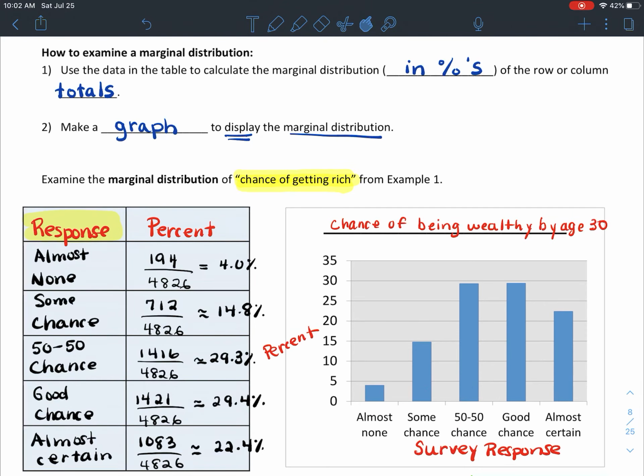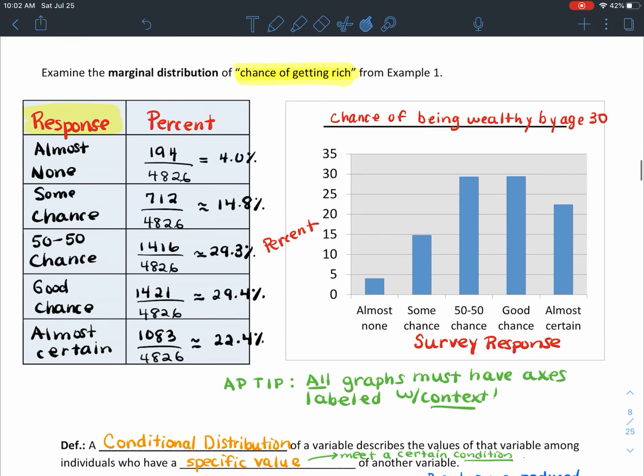This is actually already constructed for you, although I will say the one thing that was missing on this graph that we definitely should add is context. What are these things? Good chance, almost certain. Oh, that's the survey response. And what are these numbers? Oh, those are percentages. So I put percent there. And then you can see these bars go up roughly as high as each of these percentages are here.